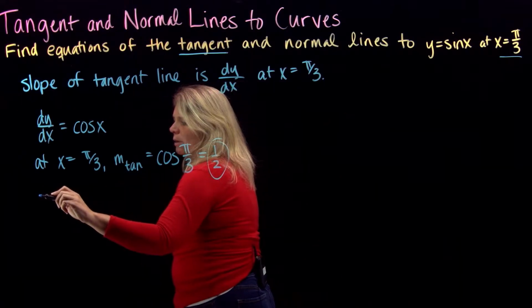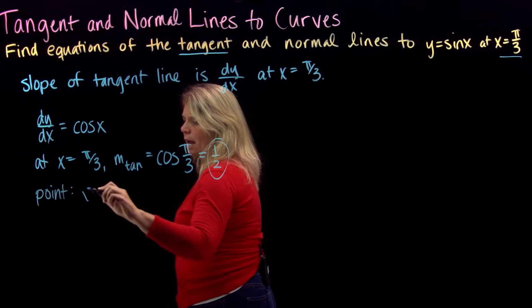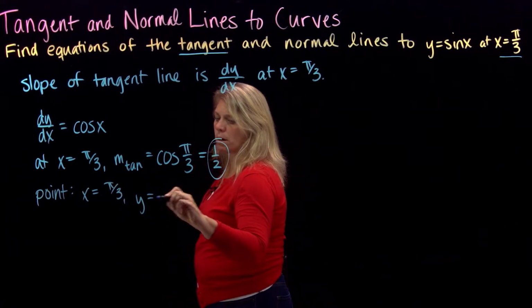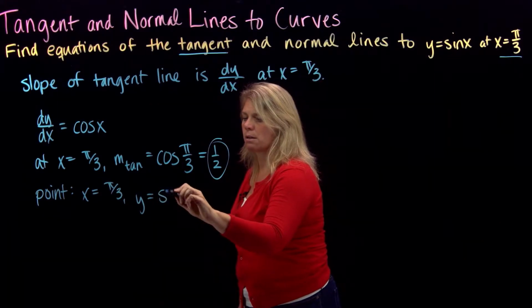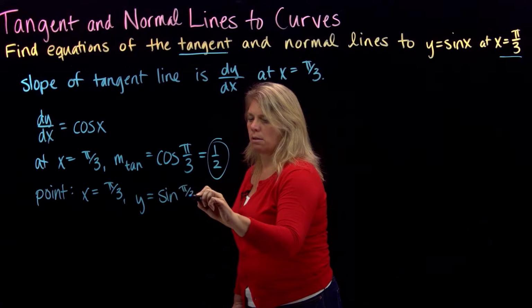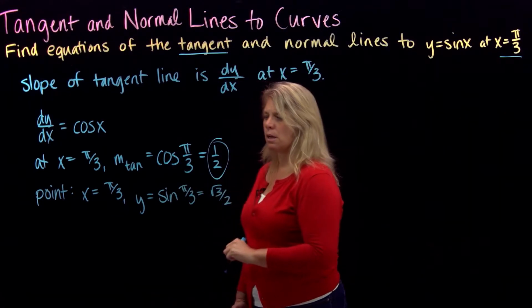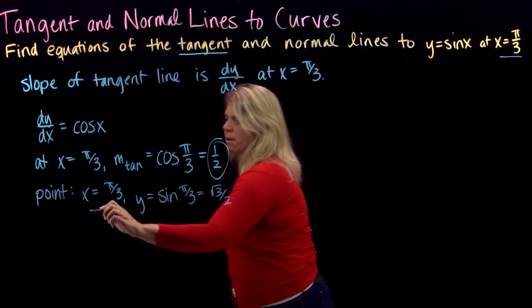So for the y-coordinate of our point on that line, the x-coordinate was given, that's pi over 3, and the y-coordinate will just be from our original function, sine of pi over 3. And I'm sure you remember, that's square root of 3 over 2. Okay, so we've got a point, pi over 3, comma, square root of 3 over 2.